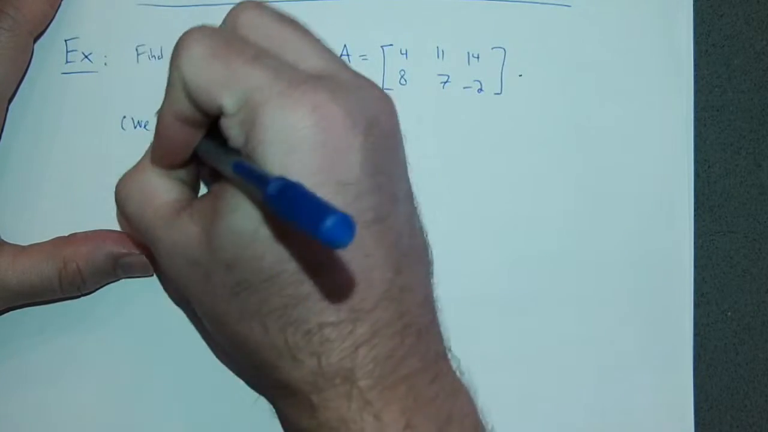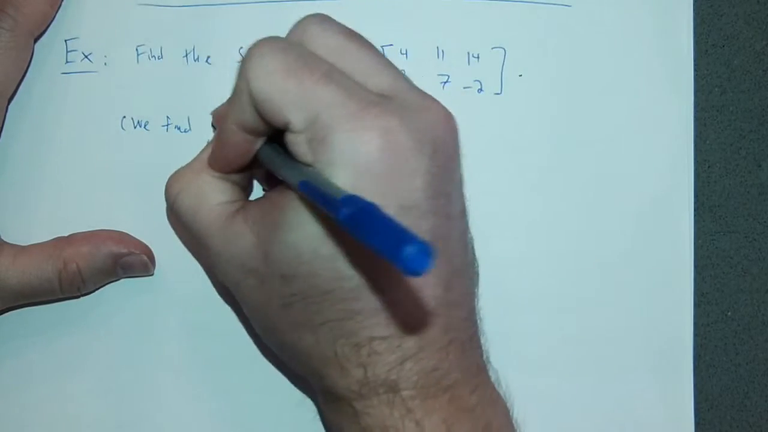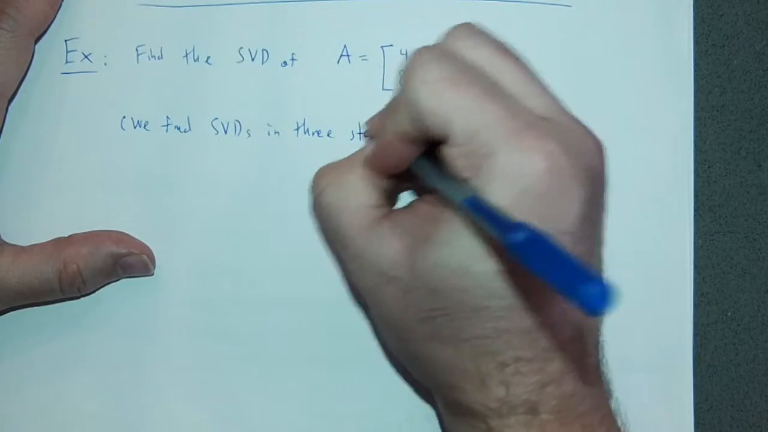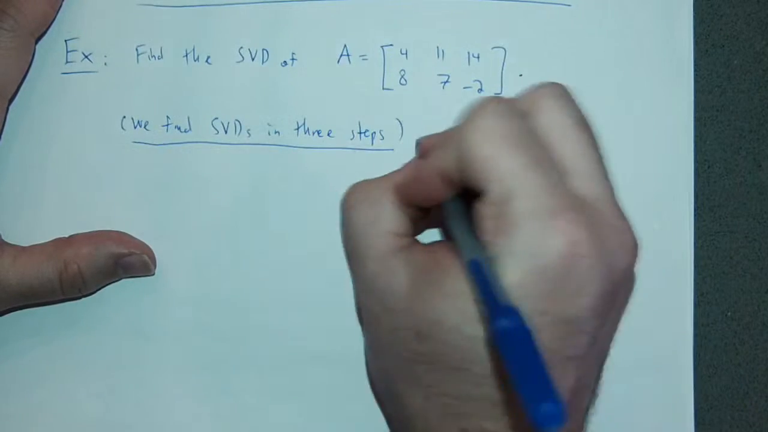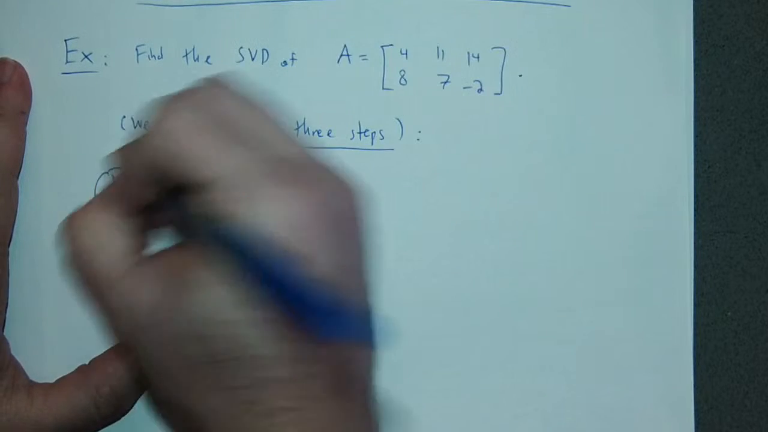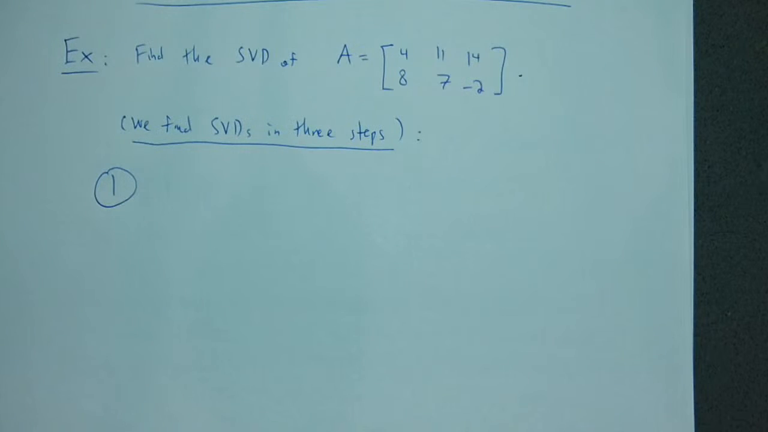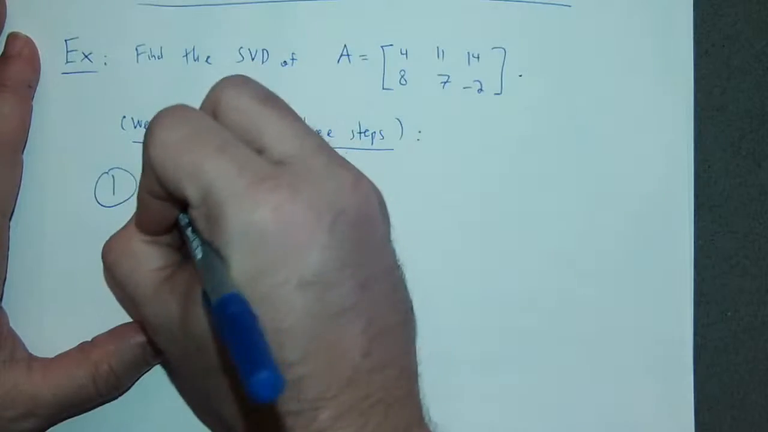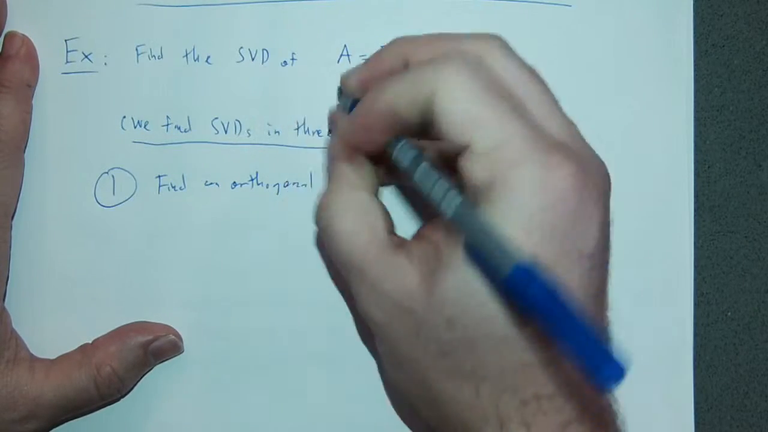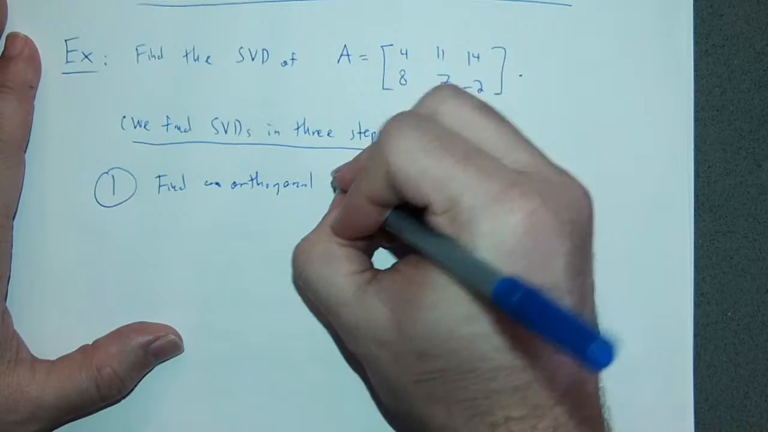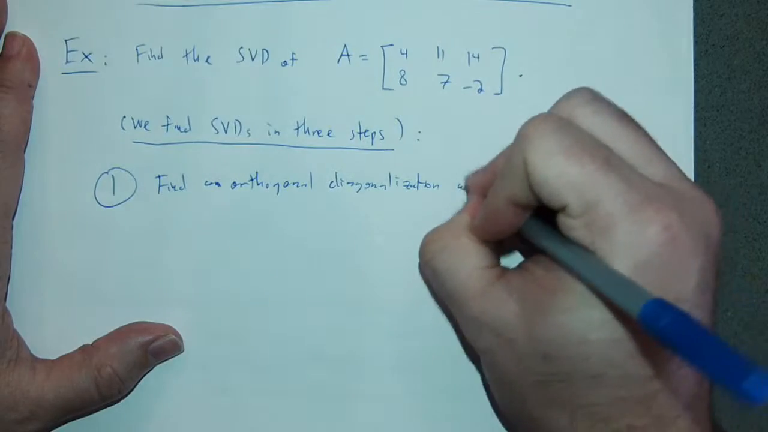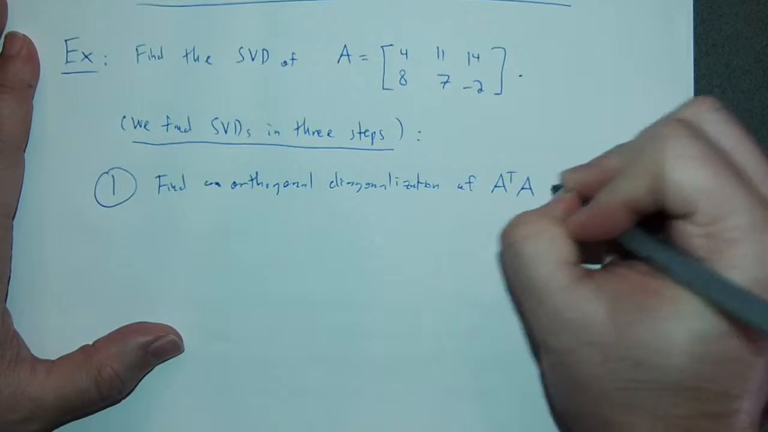We find SVDs in 3 steps. Okay, so what is the first step? The first step is to find an orthogonal diagonalization of A transpose A.